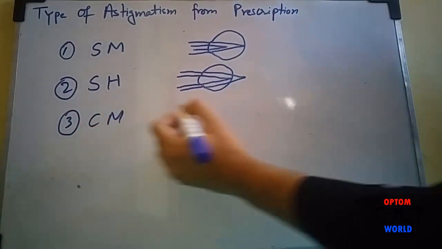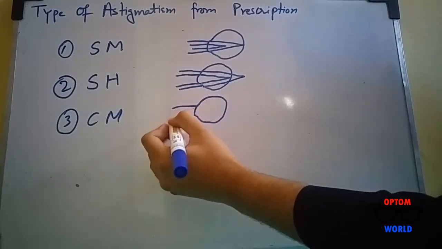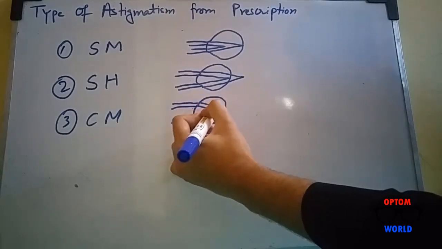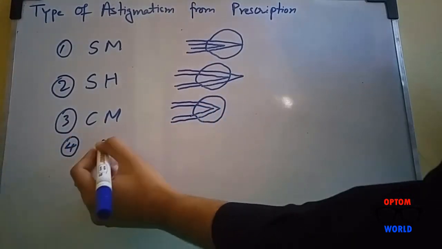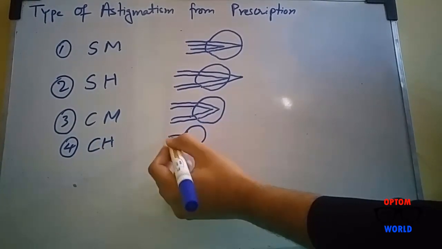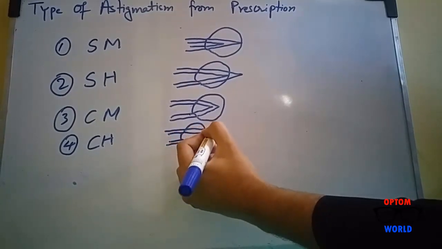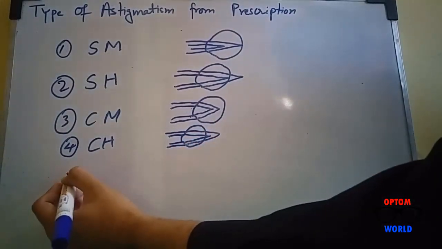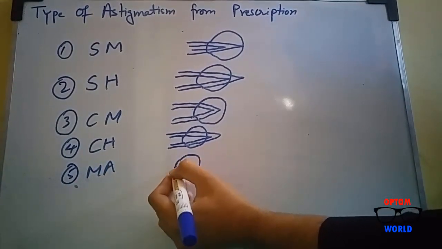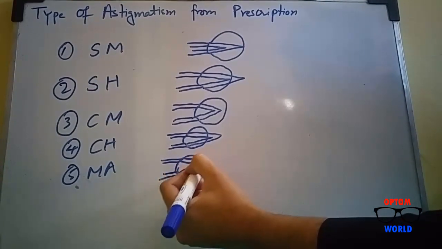In compound myopic astigmatism, light from both meridians of the eye is focused in front of the retina. In compound hyperopic astigmatism, light from both meridians is focused behind the retina. In mixed astigmatism, light from one meridian is focused in front of the retina, and the light from the other meridian is focused behind the retina.